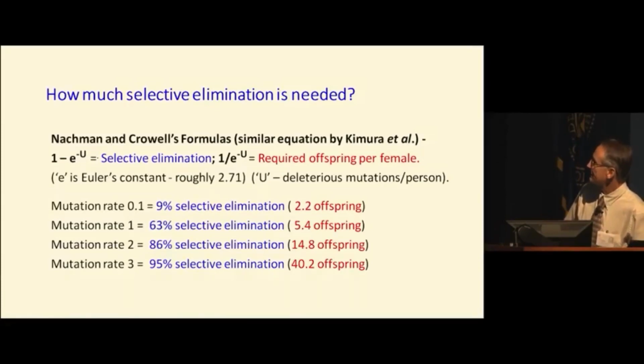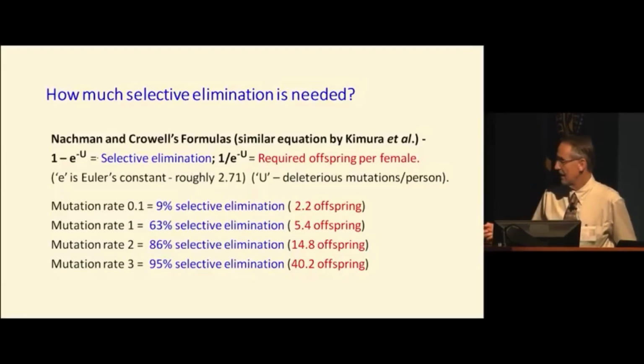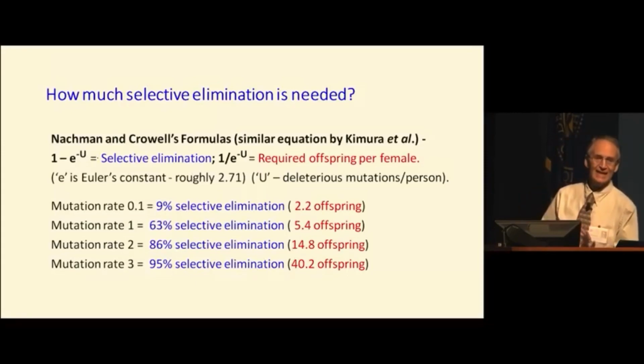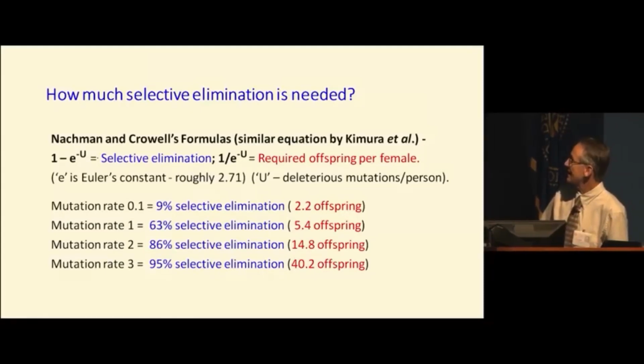For a mutation rate of 0.1, which was Muller's estimate, that requires 10% selective elimination. Now, when I say 10% selective elimination, I'm not talking about normal juvenile deaths, like due to car accidents or wars or pestilence. I'm talking about where people are dying because they are distinctly inferior to the people around them. So selective elimination doesn't include all that accidental death. It has to do with fitness-based death. So this is kind of an upper limit.